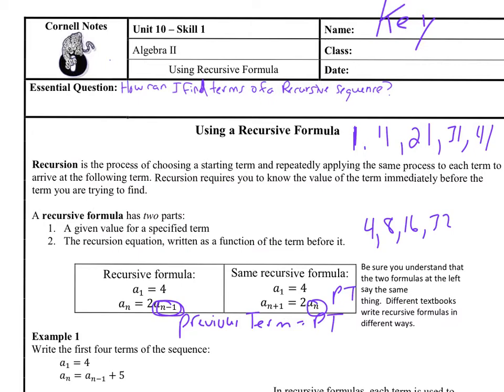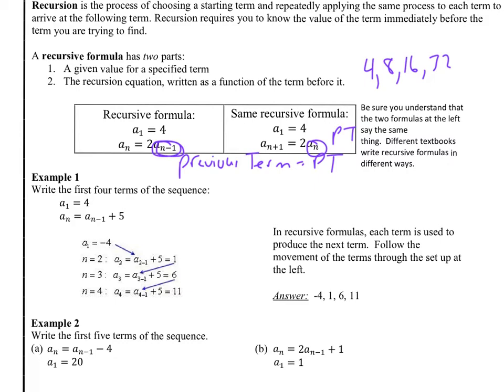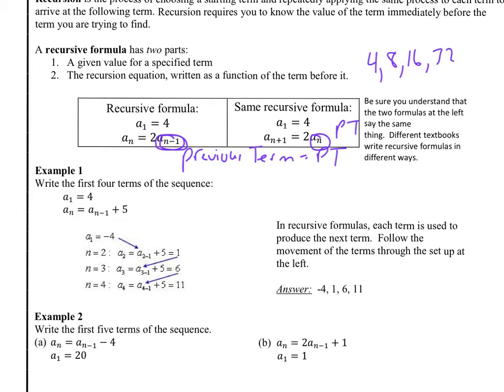Except you have to show some work, and showing the work is where people start to get it wrong and make some simple mistakes. So let's jump to this first example that's been done for you, just so you get an idea of how to show your work. It says write the first 4 terms of the sequence.